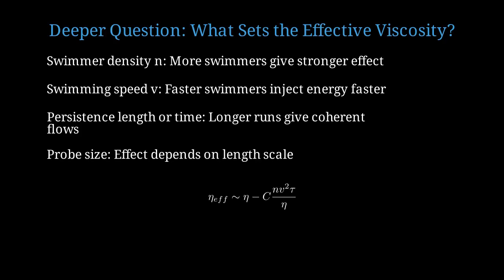A dimensional analysis suggests the effective viscosity goes as η minus a constant times N v² τ divided by η. This shows the key parameter combinations. The concept of effective viscosity is inherently length scale dependent in active fluids.